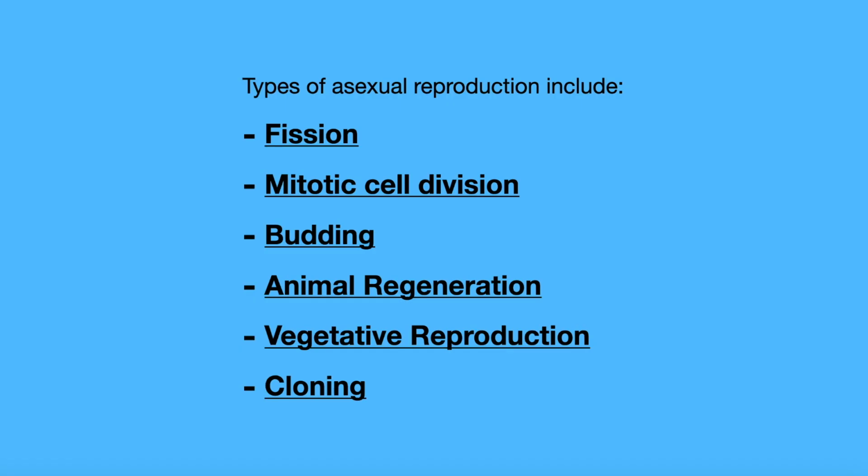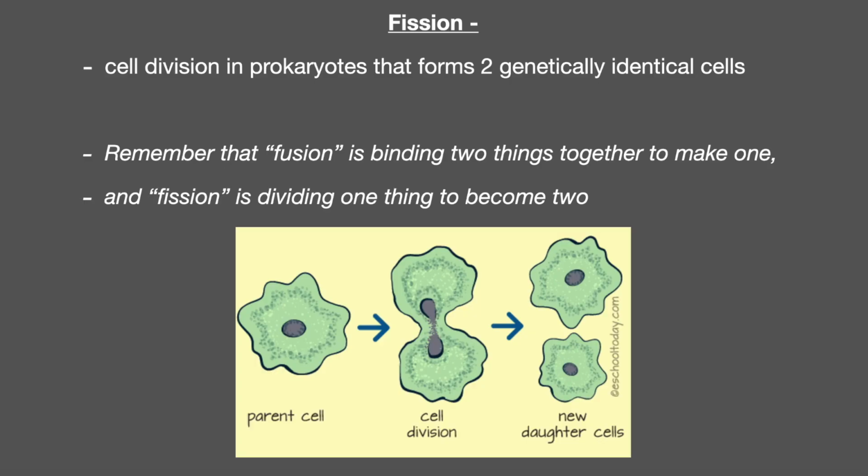There are 6 main types of asexual reproduction: fission, mitotic cell division, which is mitosis, budding, animal regeneration, vegetative reproduction, and cloning. Let's talk about fission first. Fission is cell division. Fission is cell division in prokaryotes that forms two genetically identical cells.